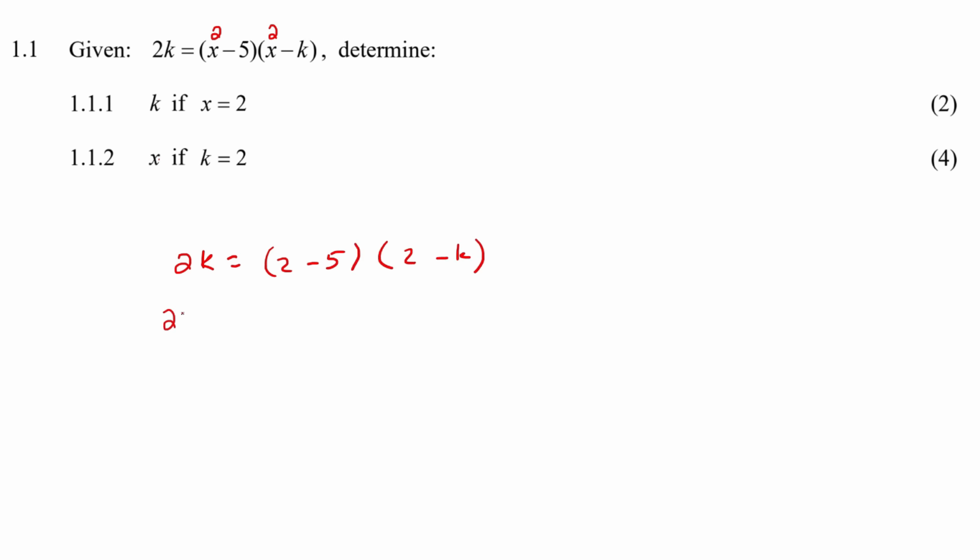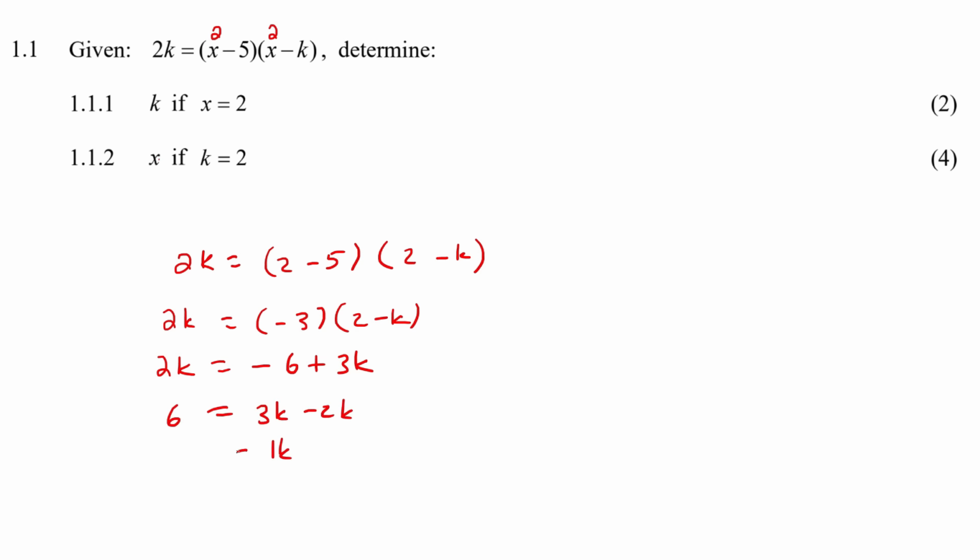And then we're just going to simplify. So what is 2 minus 5? It's negative 3. Some learners probably would have wanted to multiply out. Nothing wrong with that. 2 minus k. 2k is then equal to negative 6 and then plus 3k. And now we're just solving for k. So I'm going to take the 2k over to the right-hand side, and I'm going to take this over to the left. So you're going to end up with that. And so 1k is 6. So 1k just means k, so k is 6.